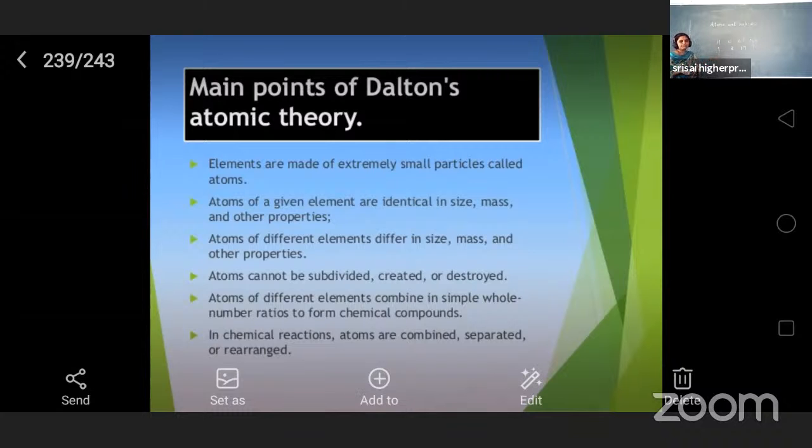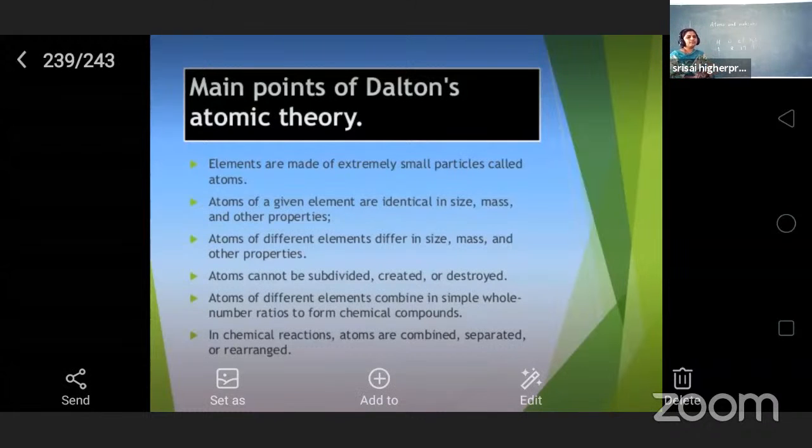So atoms cannot be subdivided. Atoms cannot be subdivided. We can divide these elements in a chemical reaction, so we can see changes in the elements, but not in the atoms. They cannot be subdivided or created or destroyed. Okay, they will remain constant.